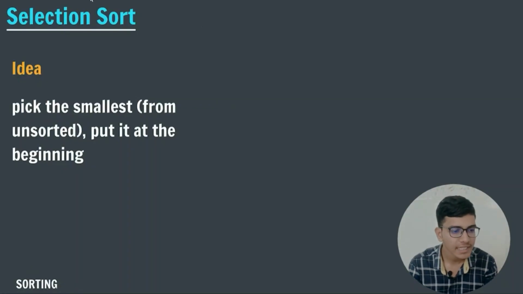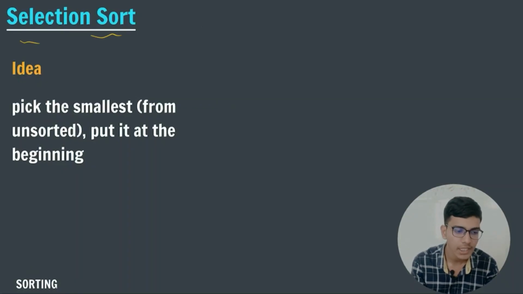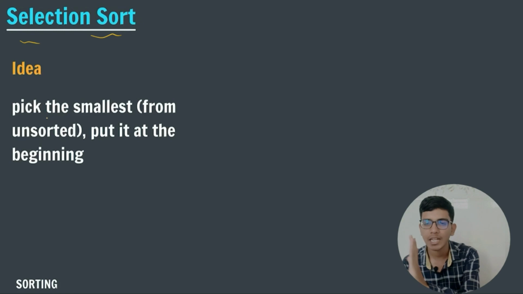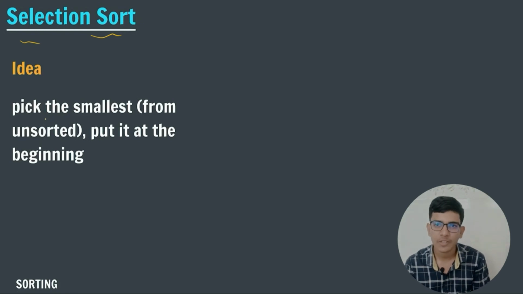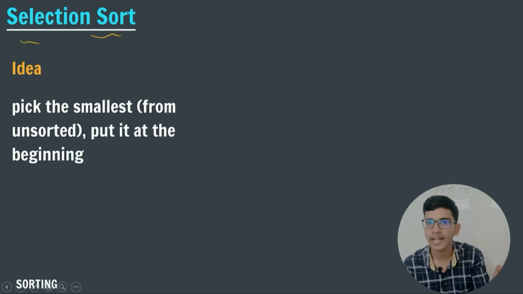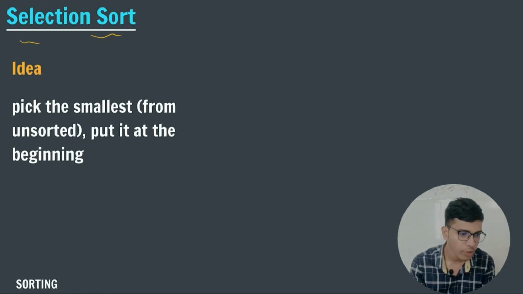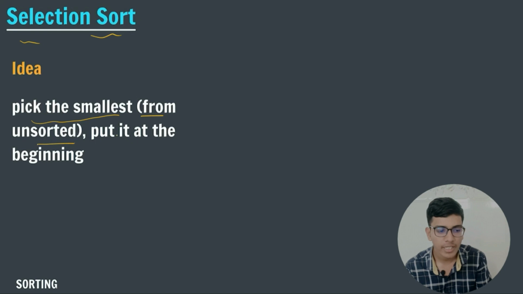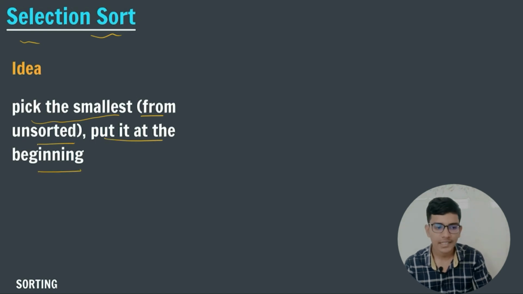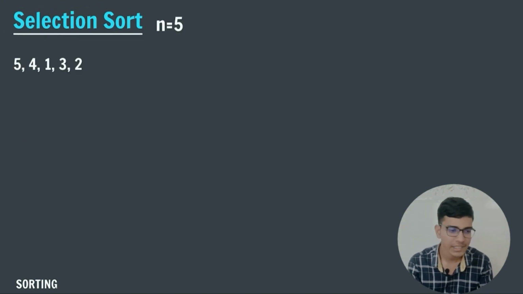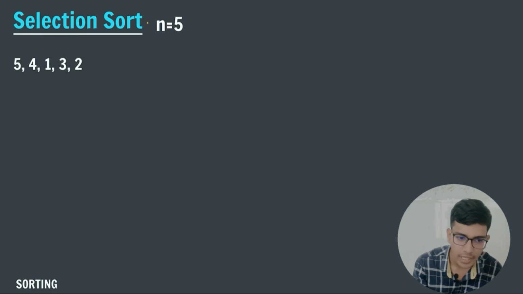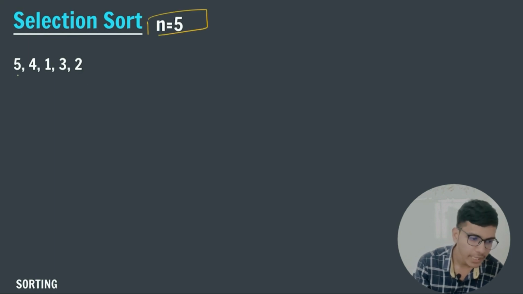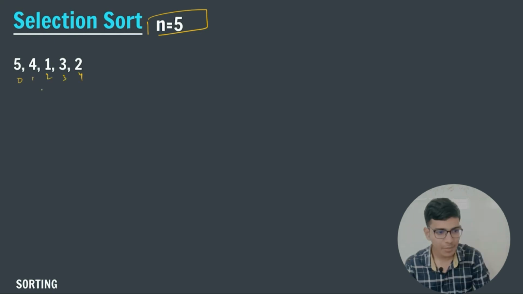When it comes to selection sort, the logic is that first of all we pick the smallest element in our array. So let us consider that 1 is the smallest. Here we pick the smallest element from our unsorted array and put it towards the beginning. Let us understand by taking an example. The size of the array is 5. This is my array 5 4 1 3 2 and the indexes are 0 1 2 3 4.